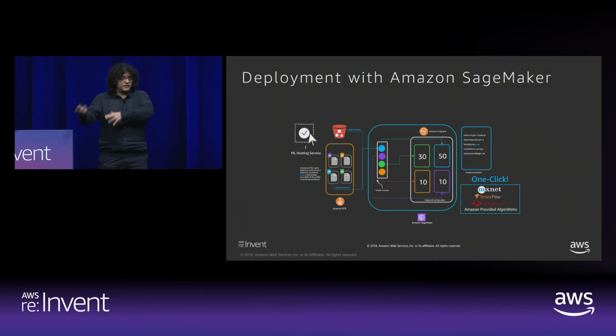And it doesn't have to be developed in SageMaker. It could be your own model that you just package as a Docker image and you bring it in here. And then it just does that for you.